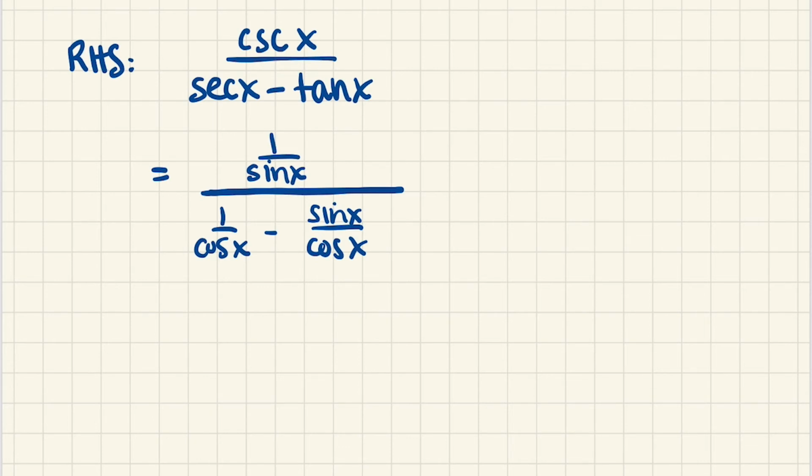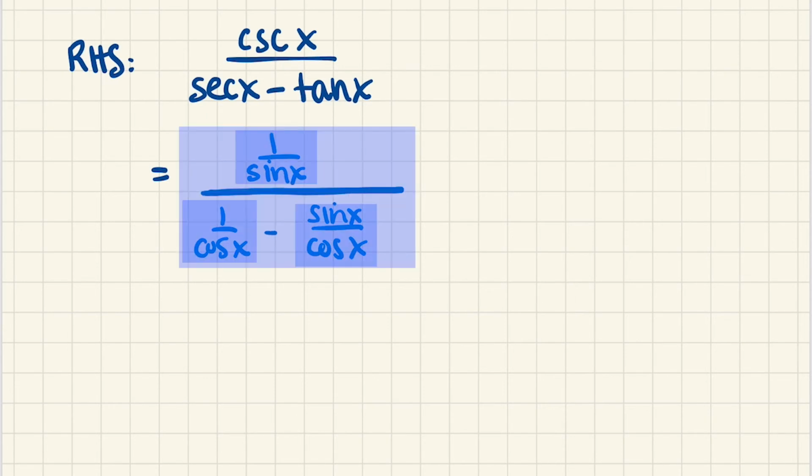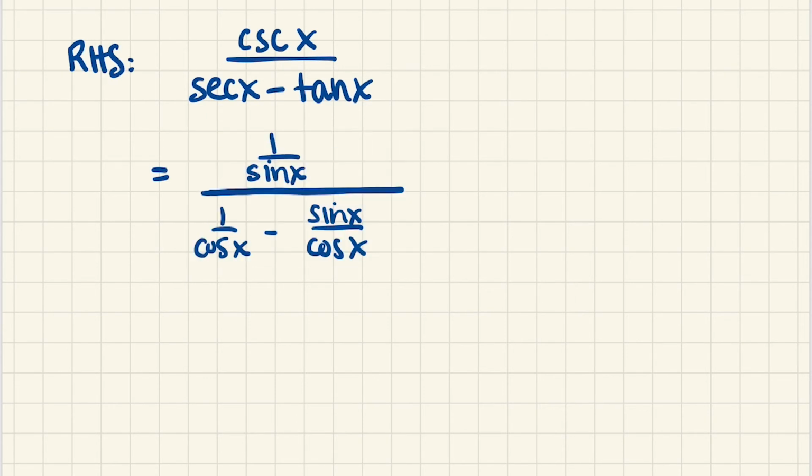Okay. So again, we have the problem of fractions within fractions. We should deal with this. And the way we're going to do that is by multiplying by the common denominator among these little mini fractions. So here the common denominator will be cosine times sine. So we're going to multiply everything by cosine times sine.